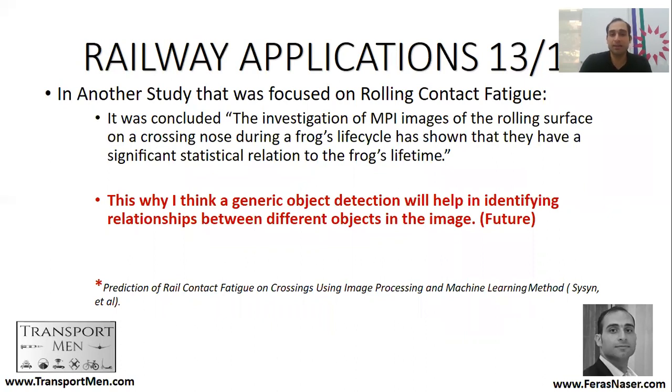Now, in another study that was focused on rolling contact fatigue, it was concluded that the investigation of API images of the rolling surface on a crossing nose during a frog's life cycle has shown that they have a significant statistical relation to the frog's lifetime. What I need to focus on is the relation.